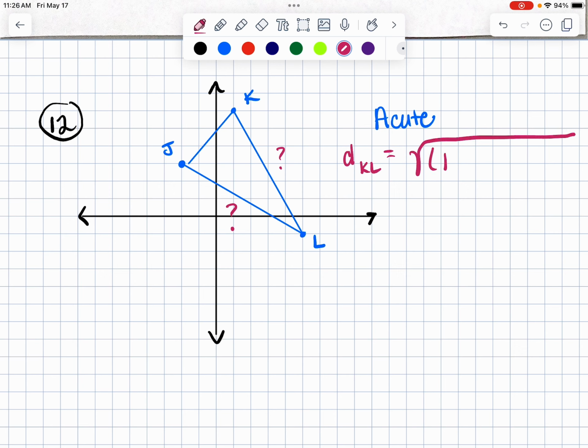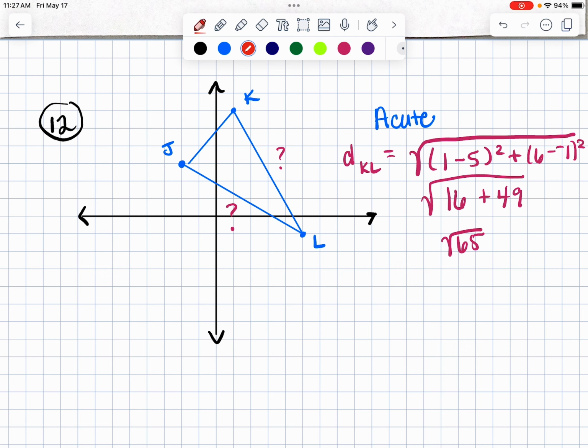So that's going to be 1 minus 5 squared plus 6 minus -1 squared. 5 minus 1 squared is what? 16 plus 49 square root, and that's what? 65. Now there's really no reason for me to find the value of the square root of 65. I just know that's the value from K to L.